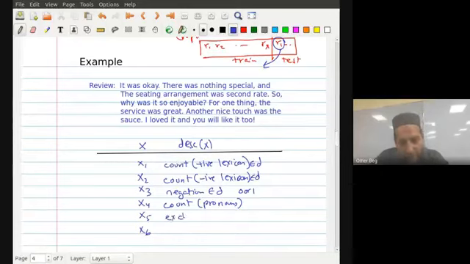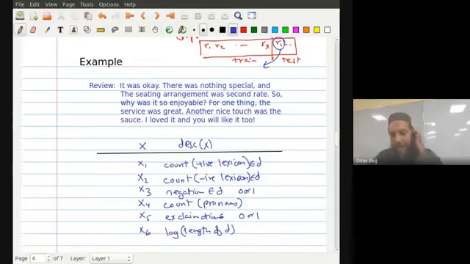Let's say exclamations. Are there exclamations in the review? So this is going to be a binary feature, 0 or 1. Then let's say I have the length of D as a feature, and let's take the log of the length. Okay. So now I'm going to give these features some values according to this document.